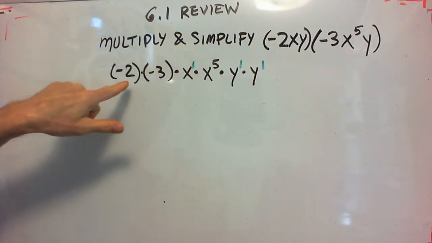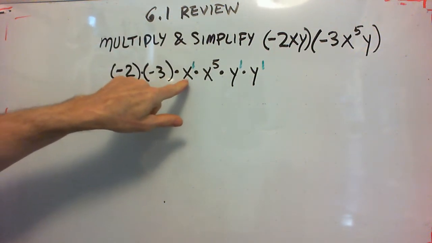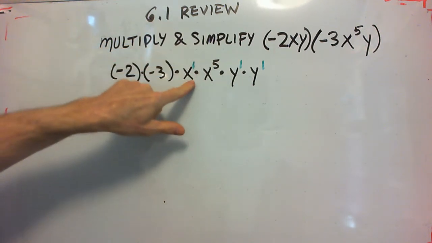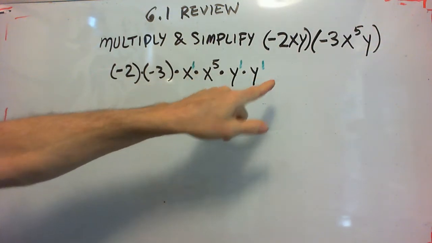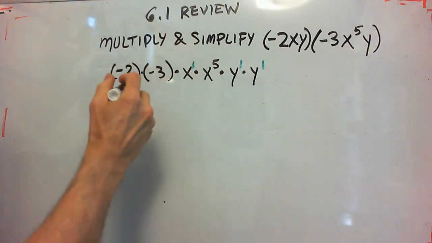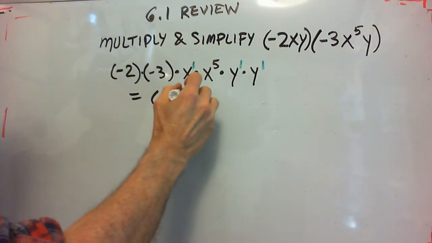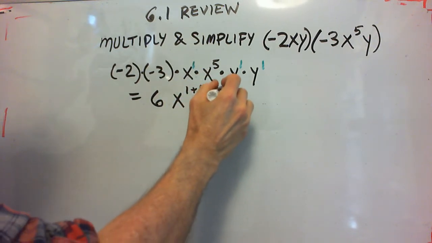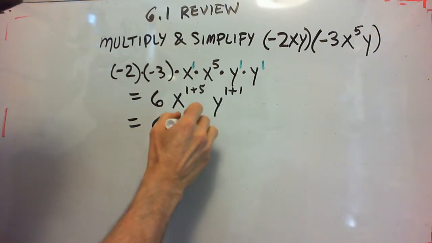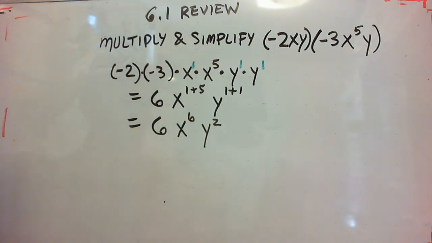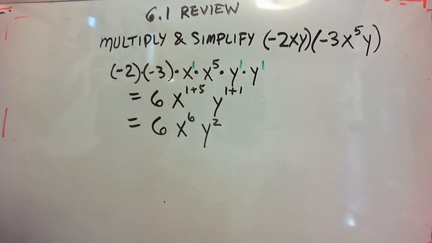Okay, so when we rewrite this, rewrite it as negative 2 times negative 3 times x, and I put 1 as the exponent, x to the first times y, x to the fifth times y to the first times y to the first. So the negative 2 times negative 3 makes positive 6, x to the 1 plus 5, y to the 1 plus 1. So we get 6 times x to the sixth, y to the second, which we can just write 6x to the sixth, y to the second.